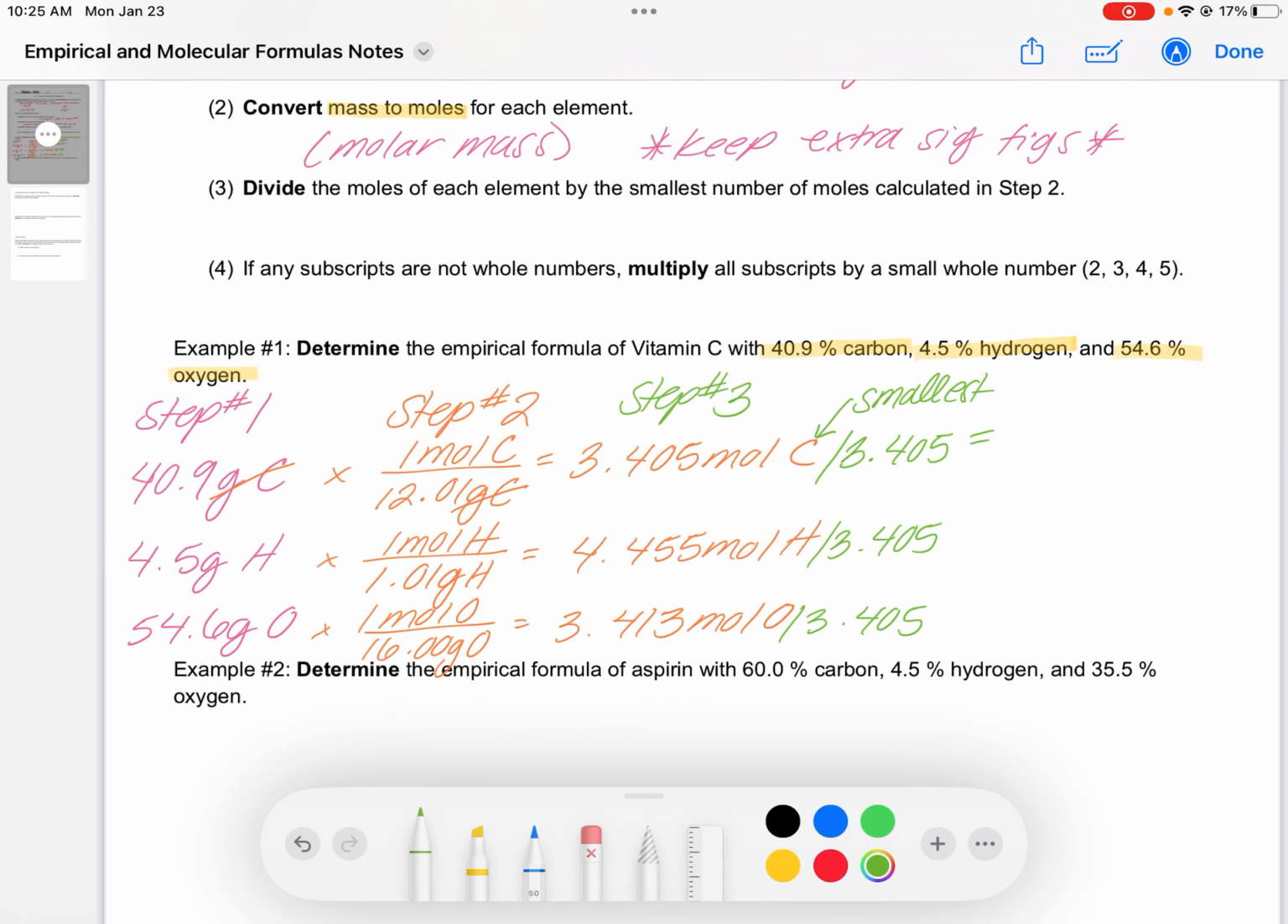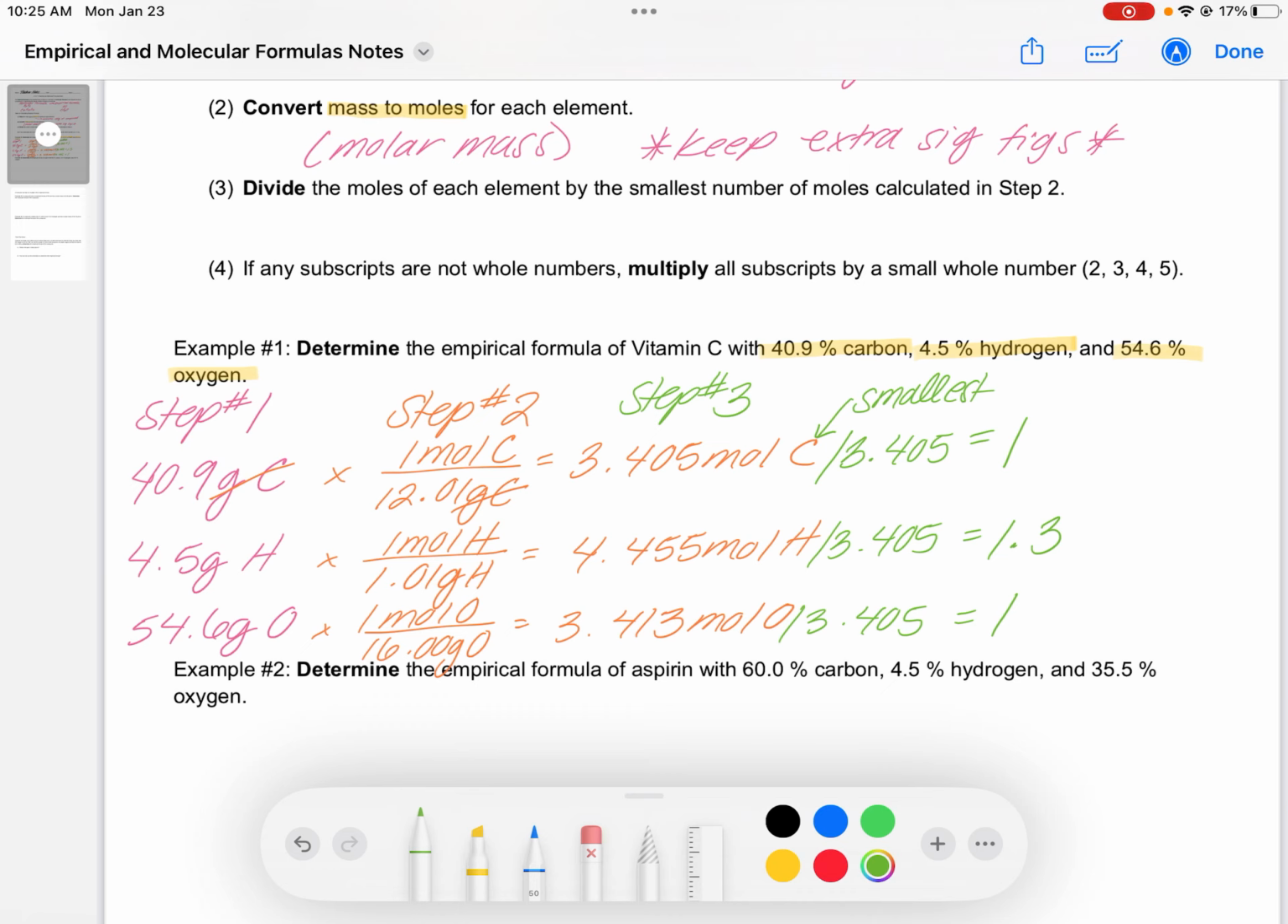3.405 divided by 3.405 is just 1. For hydrogen, I get about 1.3. And for oxygen, I get about 1. These numbers right here, the 1, 1.3, 1, those represent the ratio of each of our elements to each other. So for every 1 carbon, there's about 1.3 hydrogens and 1 oxygen.